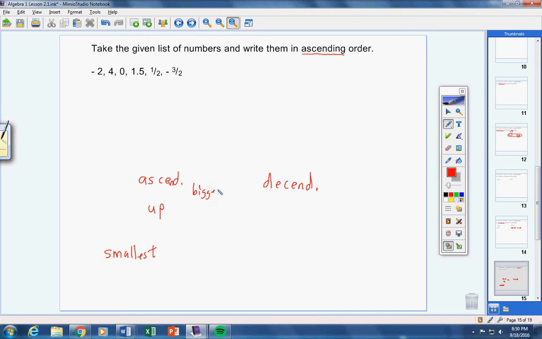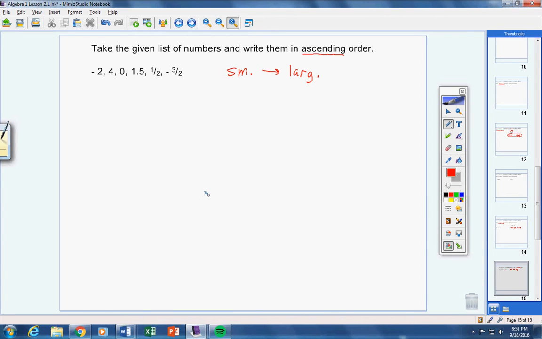Okay? Descending means to go down. Well, you can't go down unless you start with the biggest number and you work your way down to the smallest number. Okay? So, since it says ascending order, that means I'm going up. So I've got to start with the smallest and work my way up to the biggest, okay? So we're going to rewrite these numbers going from the smallest up to the largest.